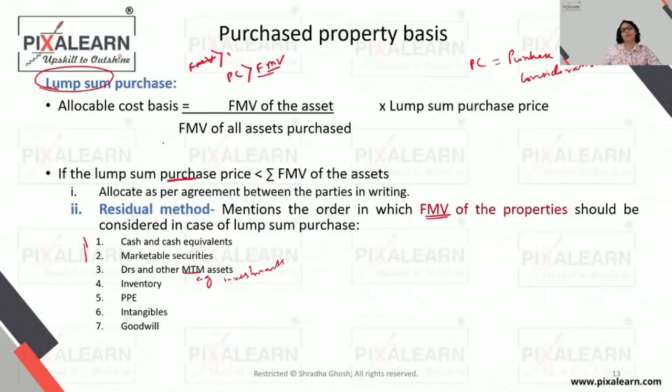I'll read the provision again for you. If the lump sum purchase price is less, and please remember this is a big if, only then you allocate as per the agreement between the parties in writing. If anything is explicitly decided, go by that. But if nothing is mentioned, then you use something called the residual method, which gives the order in which fair market value of property should be considered in case of lump sum purchase. First, take full cash, then full marketable securities, debtors, investments and inventory, then PPE, then intangibles, and then goodwill. And if any class has more than one asset, then you need to split it on the basis of the amount.